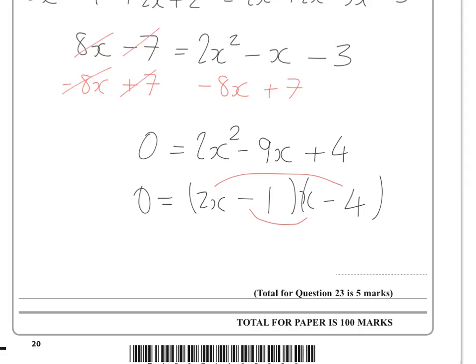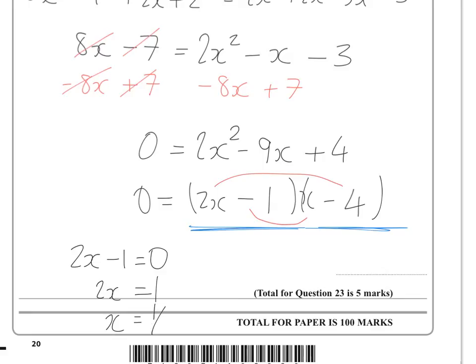And so therefore solving, either this bracket must equal 0 or this bracket. So either 2x minus 1 equals 0, in which case add 1 to both sides, divide by 2, x equals a half, one value, or x minus 4 equals 0, add 4 to both sides, so x equals 4. So my solutions are x equals a half and 4.